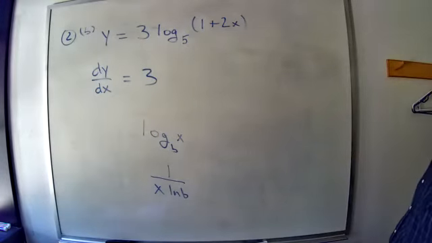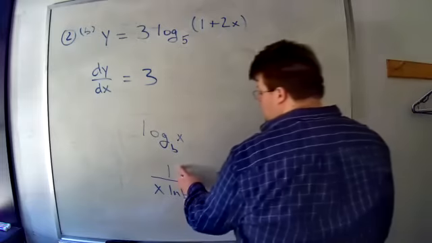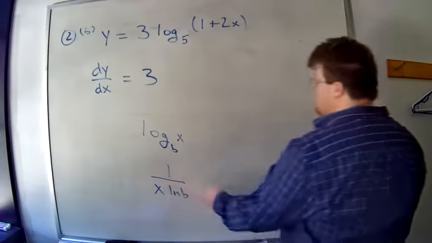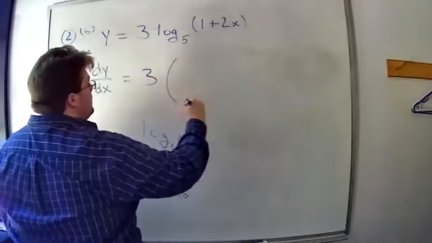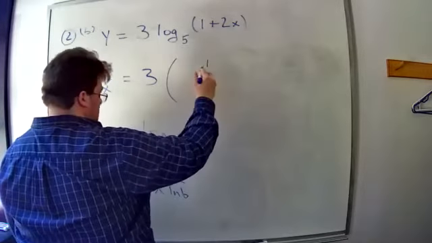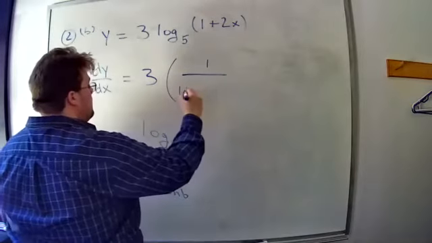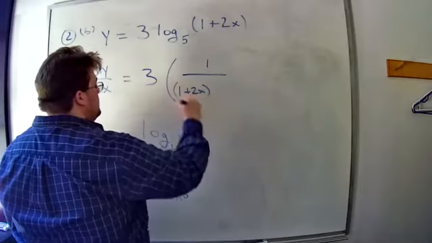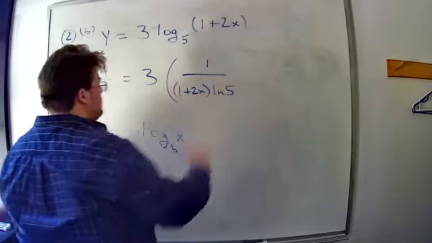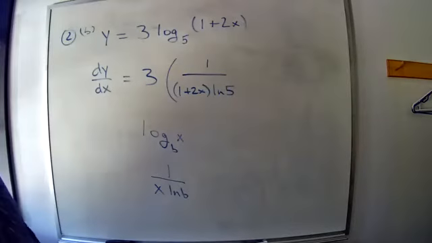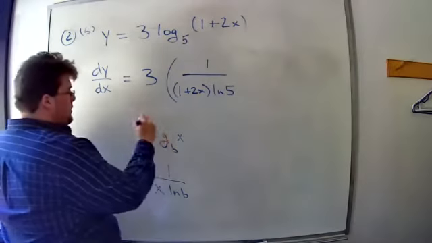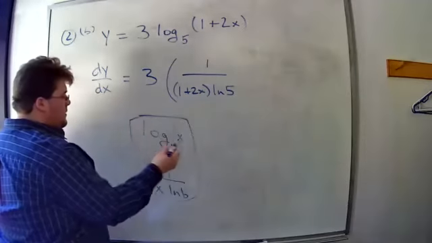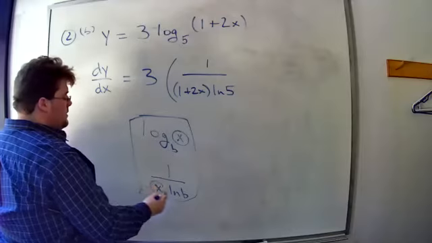So we have a 3, and then we apply the logarithm rule, so we get 1 over the inside times the natural logarithm of 5. So I'm going to write that in parentheses: 1 over the inside times the natural log of the base. Base is 5. But then this rule applies only when this inside is just an x.